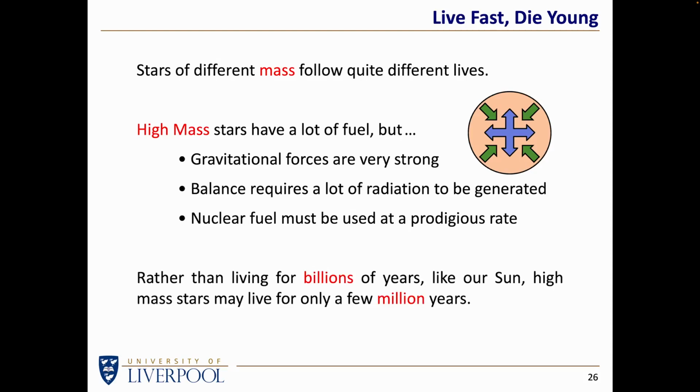So rather than living for billions of years, as our sun will do, high mass stars might only live for a few million years. That might still sound like a lot, but remember, if a star only lives for 1 million years, then any planets going around that star, you could argue, simply won't have time, for instance, to produce any life, because life takes time to develop.